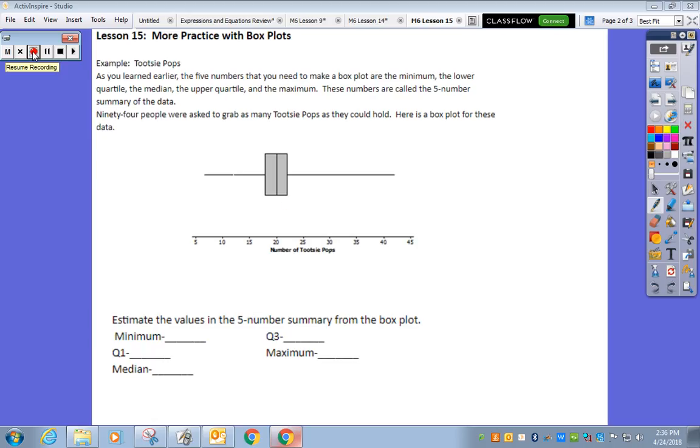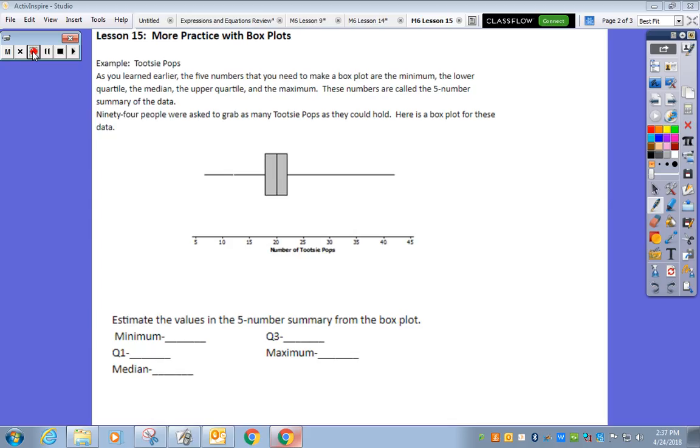In lesson 15, we're going to get some more practice with box plots. So the first example has to do with Tootsie Pops. It says, as you learned earlier, the 5 numbers that you need to make a box plot are the minimum, the lower quartile, or Q1, the median, the upper quartile, or Q3, and the maximum. These numbers are called the 5-number summary of the data.